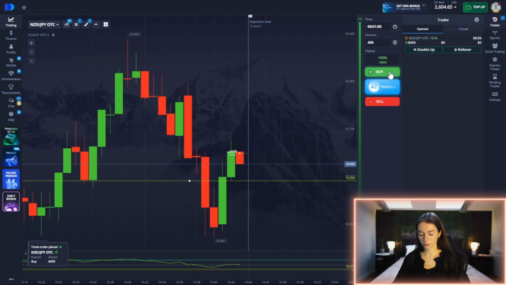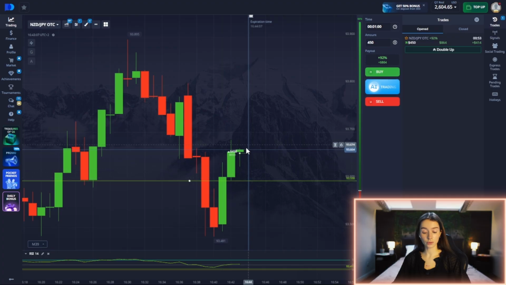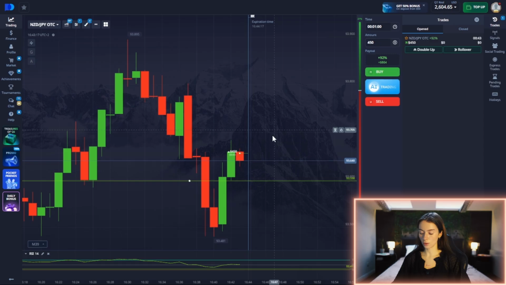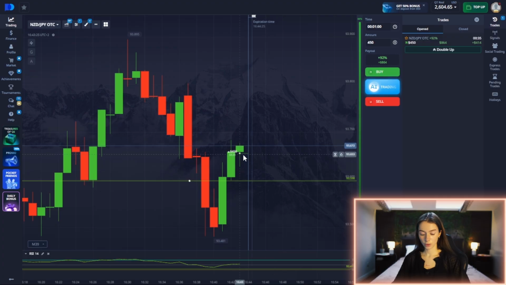I place $450 using martingale, waited for the breakout, and now we see a reversal forming. I'll go for a buy. Price reached the level, even broke it, and now two bullish candles have formed. I continue trading with a trend. You see, we waited for the breakout and then the reversal. We used martingale to recover the previous trade.